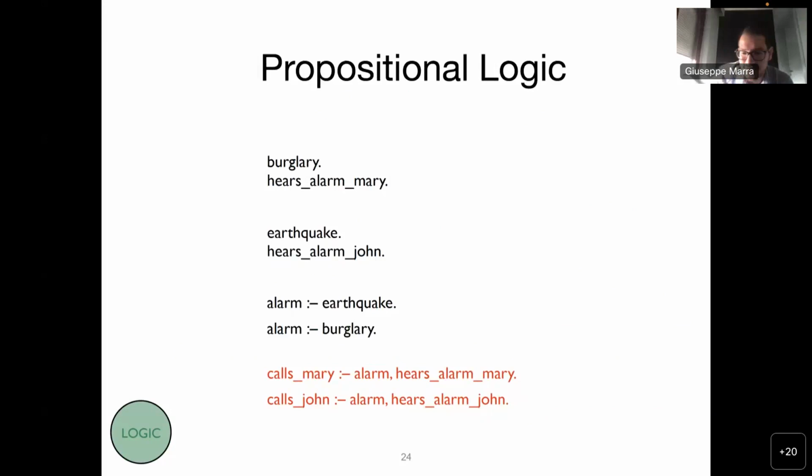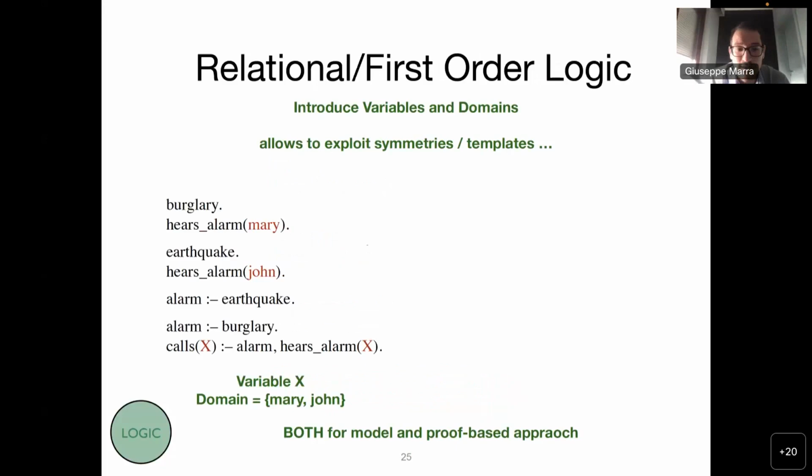and this is what is usually done in first order logic programs, where we introduce domains. For example, there is a domain of people here, which is made of two elements, Mary and John, and then we can define rules using variables to say, okay, any person calls if there is an alarm, and we see that we can have a more compact representation of the program using this first order logic formalism, which is very important and will be very important in the following. So in this case, logic is actually a template for many propositional rules. This first order rule is a template for many other propositional rules, and this templating is fundamental in the rest of this dimension.